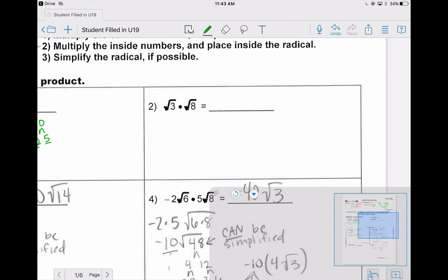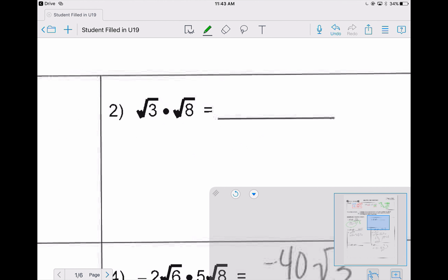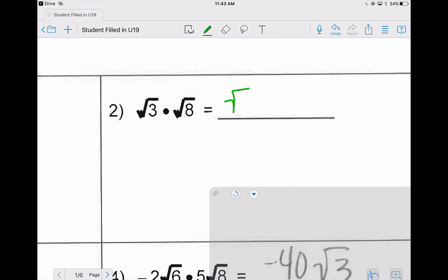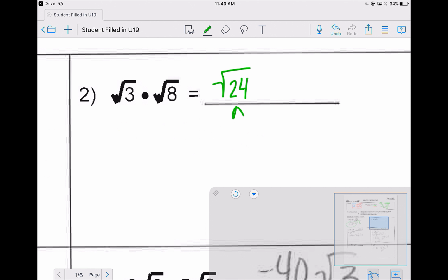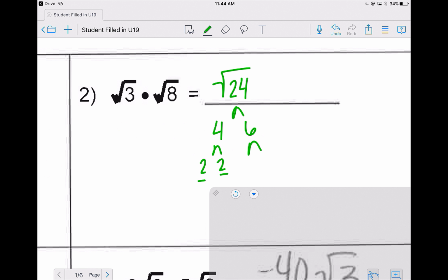So let's try problem 2. Problem 2 is 3 times 8. 3 times 8 is the square root of 24, because 3 times 8 is 24. Now 24 can be broken up into 4 and 6. 4 is 2 and 2, so we at least have one pair. 6 is 2 and 3.